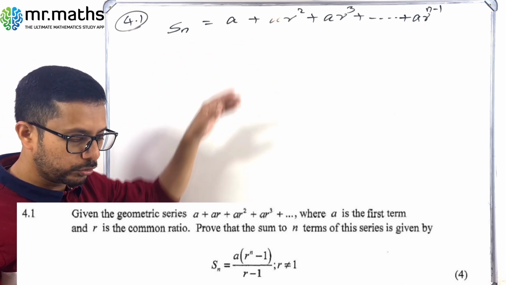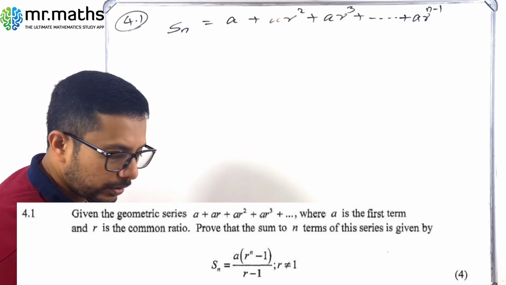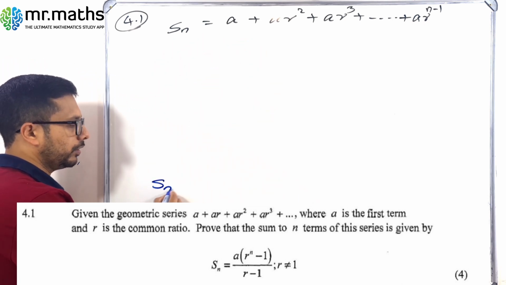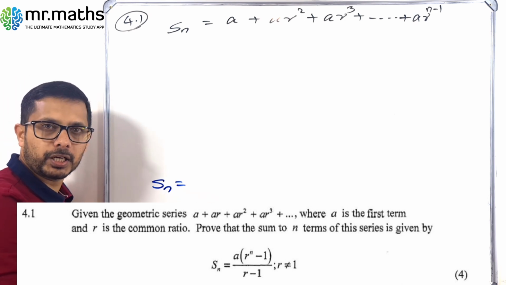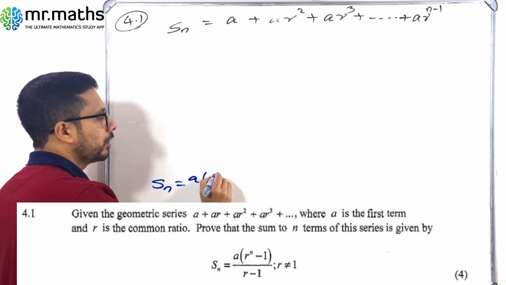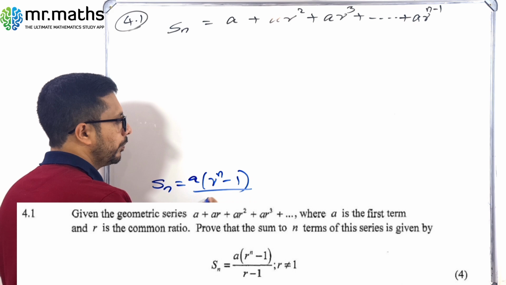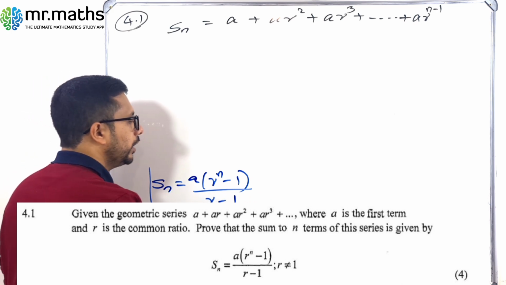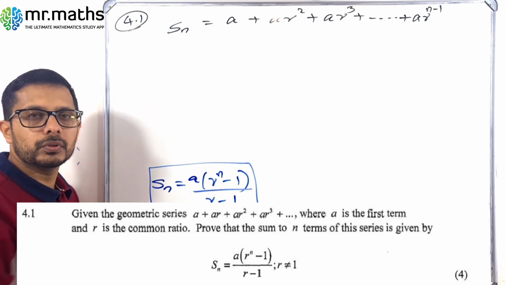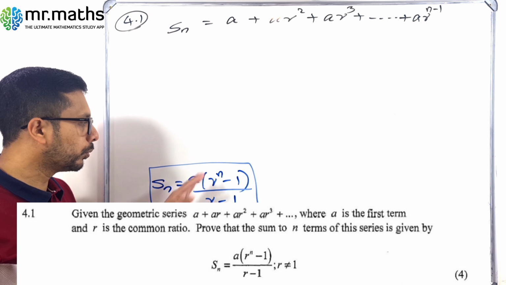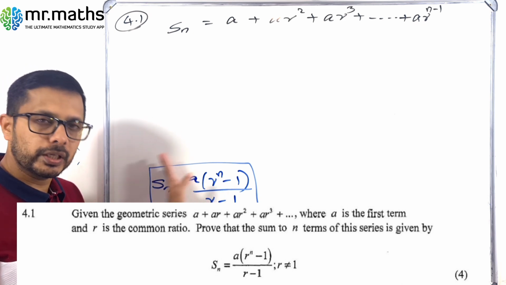Now we have to prove that sum formula. What is the sum formula? We already learned that formula by heart: a times (r raised to n minus 1) divided by (r minus 1). So in this question we have to prove it, it's like a theorem. How do you get this formula?